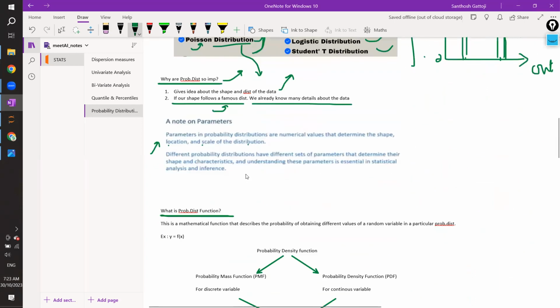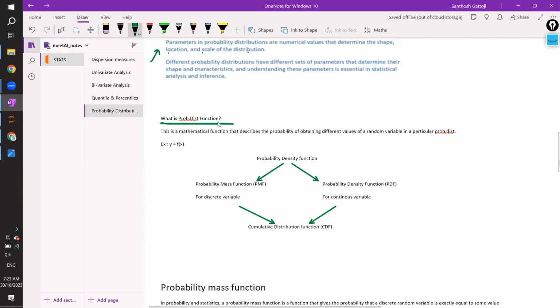Fine. So next thing is, what is a probability distribution function? Now if you see, this is a mathematical function that describes the probability of obtaining different values of a random variable in a particular probability distribution. Okay, simple, nothing confusing, same thing which I've just expressed.